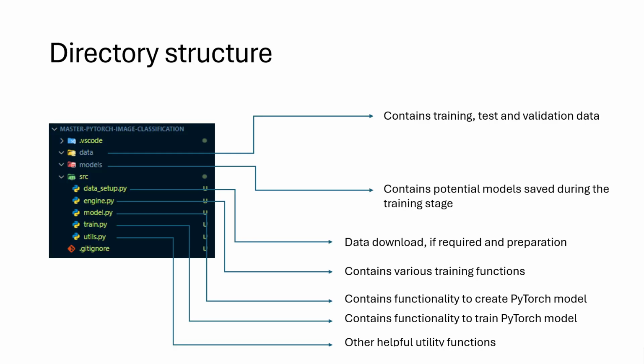This is an example directory structure which we can use. It has three main directories. The data directory contains training and test datasets. The models directory contains potential models, which will be saved during the training stage. The source directory contains code files to download and prepare data, the functionality to build and train models, and other useful utility functions.